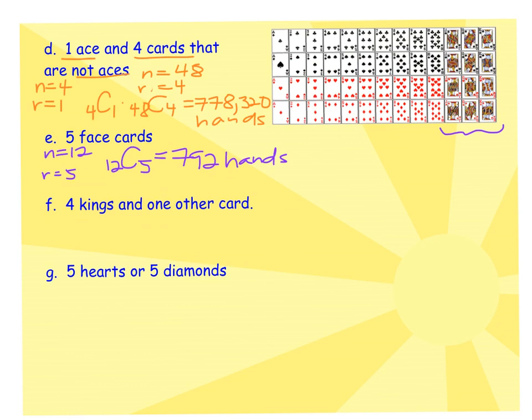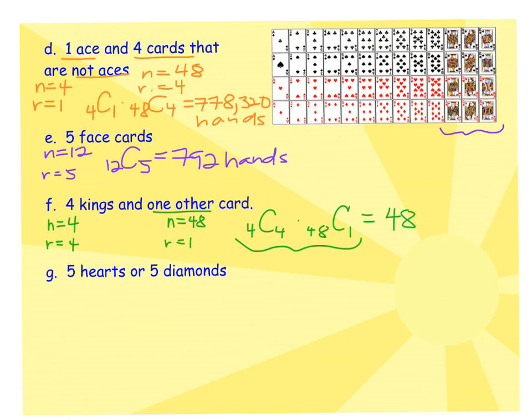Let's try another one. 4 kings and 1 other card. Now that's not a very likely hand to get. To get all 4 kings and 1 other card, let's see how this one will go. 4 kings. Well, there's only 4 kings to pick from, and we want all 4 of them. But 1 other card, well, if 4 cards are kings, that means 48 of them aren't kings, and I only want 1 more for my 5-card hand. To get the total, we'll do 4C4 for the kings, and then 48C1 for the other card. Enter all of that into your calculator at once, and guess what? There are only 48 hands where this would be true.